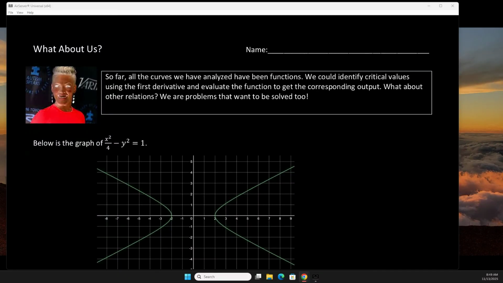Okay, so this is what you guys had last night to do. And so we're going to rotate back to implicit differentiation. I hope you guys remember implicit differentiation. We'll see. I'll review it with you as you go.